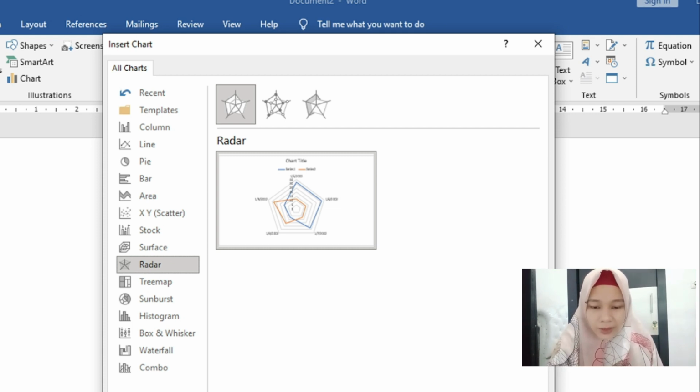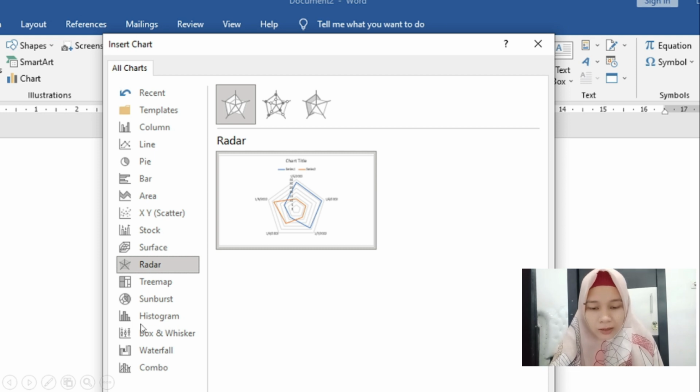And the next type is radar. Okay, radar, in Bahasa Indonesia also radar. And the next is tree map. Okay, tree map. Tree like pond. Tree map. And the next type is sunburst. Okay, I think that has been more than ten. Let me count. 1, 2, 3, 4, 5, 6, 7, 8, 9, 10, 11. So that's number 11, sunburst.